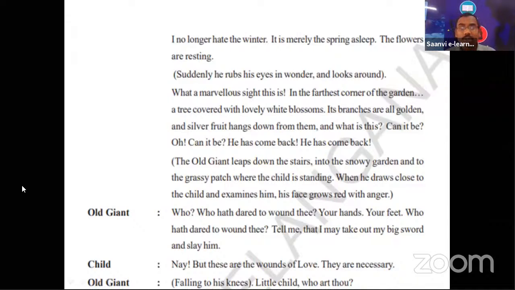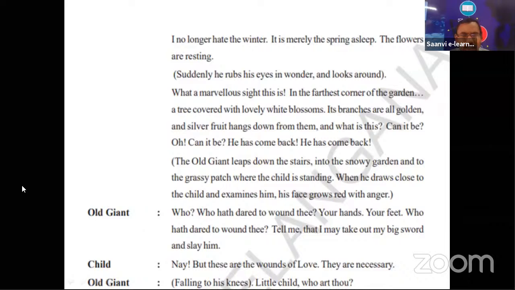When he draws close to the child and started observing the child, his face grows red with anger. His face becomes very angry. Why? He just observed the child. Old giant, who had dared to wound thee? There were some wounds on the face of the child, on the body of the child. The old giant was very angry on seeing the wounds.